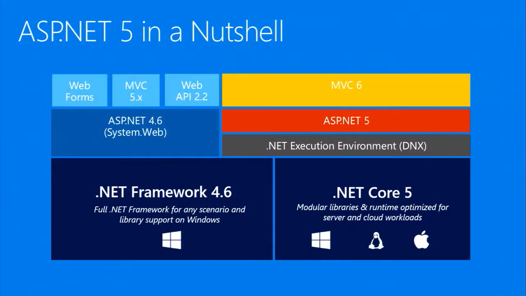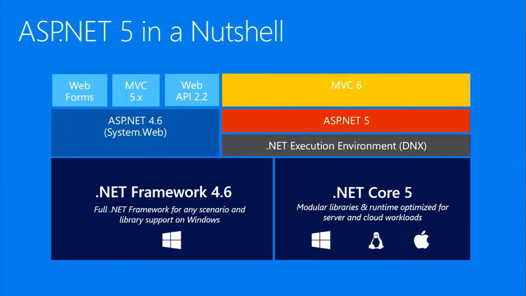So what is ASP.NET 5? This is a picture that's supposed to show it in a nutshell. And this is one of those diagrams that I hope will clarify one of those things that's kind of confusing about ASP.NET 5. Like, where does it start? Where does it end? What are all these pieces? .NET Core, .NET, ASP.NET 4.6, ASP.NET 5. How does this all fit together?